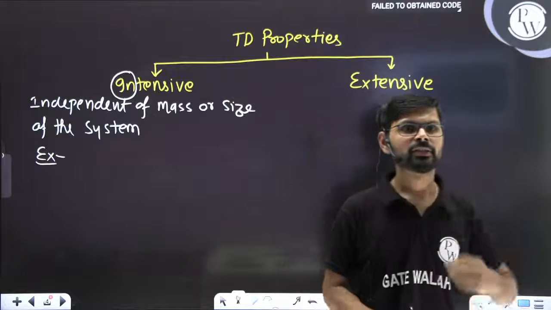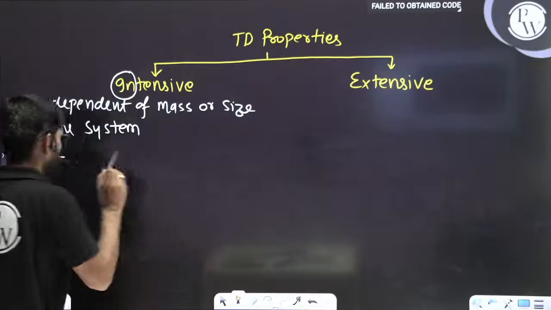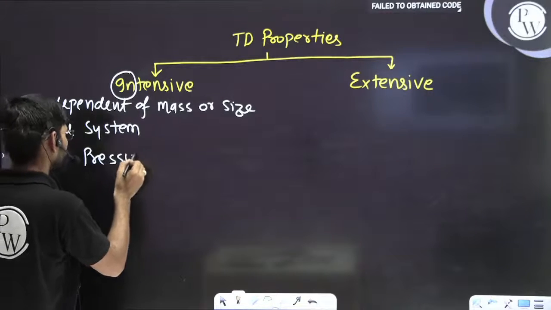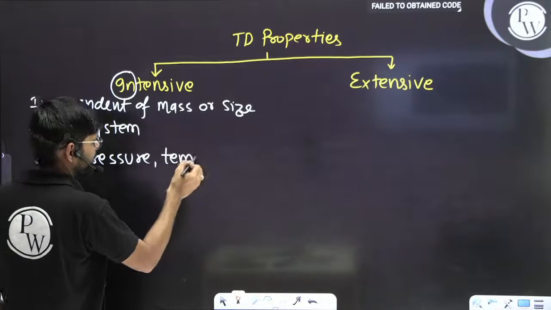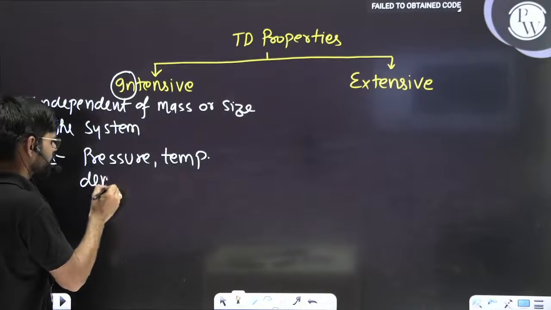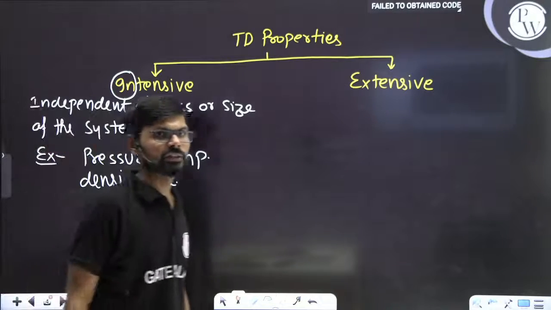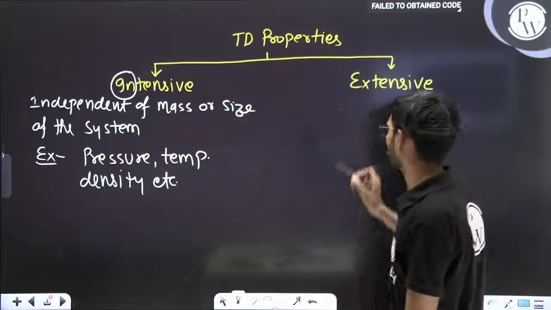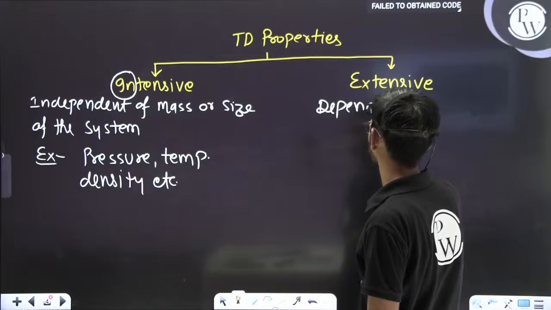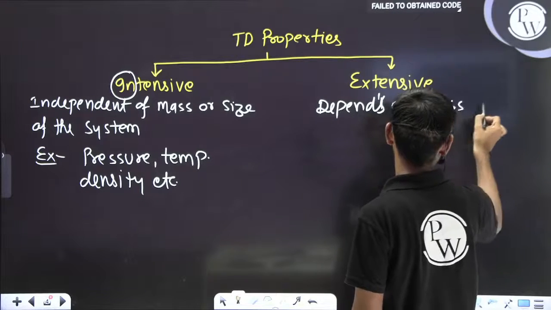Intensive properties, which are independent of mass or size of the system, like pressure, temperature, and density, etc. Now the dependent property, I can say that extensive property means it depends on the mass or size of the system.